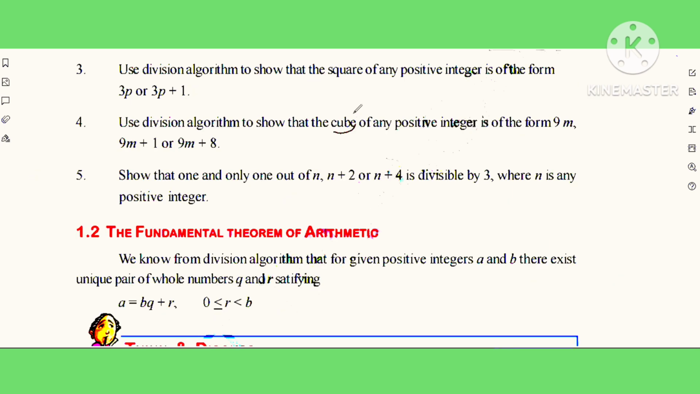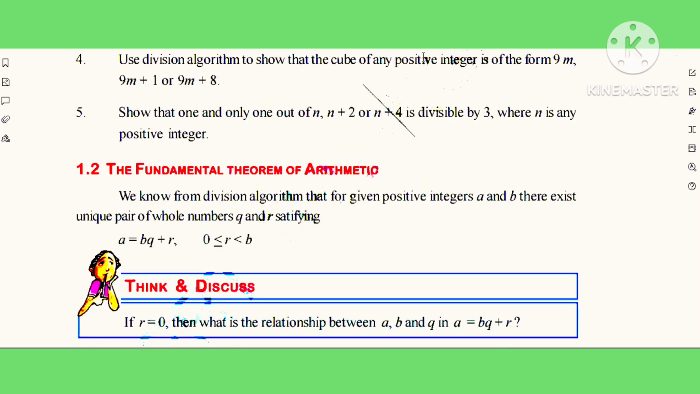Here what is given? It's cube, the cube of a positive integer. So you know that if you want to do the cube, you should know (A plus B) whole cube. What is (A plus B) whole cube, do you know? I think most of the students know.